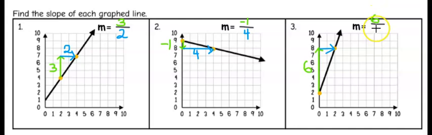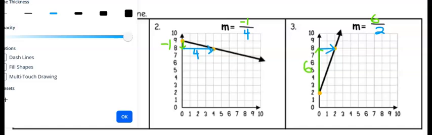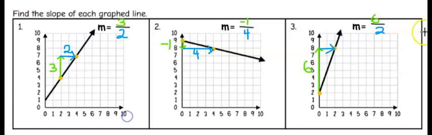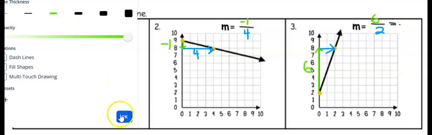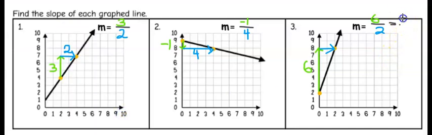So it's 6 over 2. Now that is not in lowest terms, so we're going to reduce that. I will divide 2 on the top and bottom, which comes out to 3 over 1. But for slope, we're just going to leave it as 3. We can leave our slope as a whole number or an improper fraction in lowest terms. So 3 would be your result for that slope.